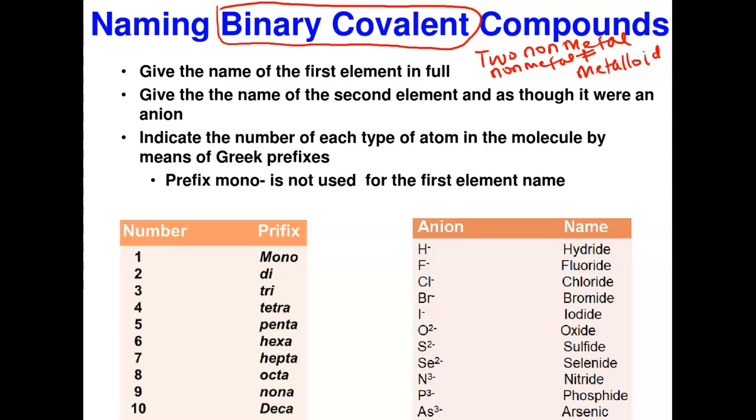So how do we name it? First, you give the name of the first element in full. So you name the first element as though it is a cation, just like we did in ionic compounds. Then the second element, you name as if it is an anion. Remember, if you name something as an anion, you take the stem name, or what we call the root name, and add IDE to it. So you drop the last few letters and then use IDE.